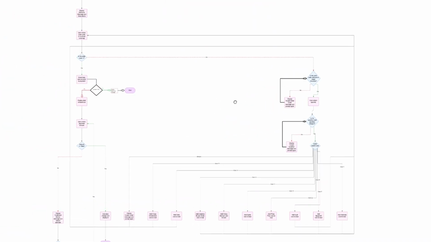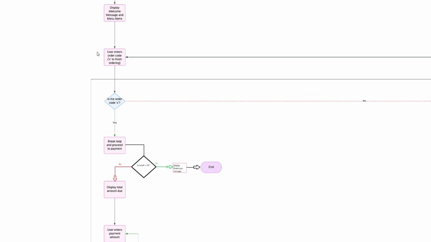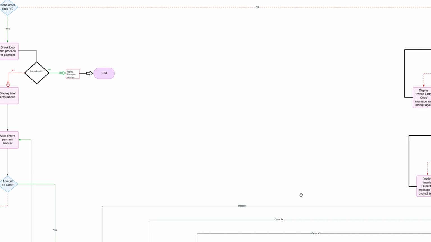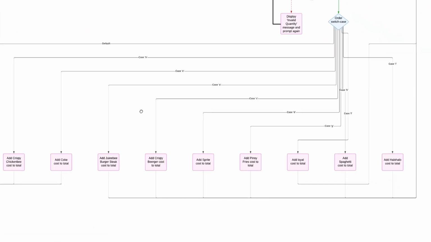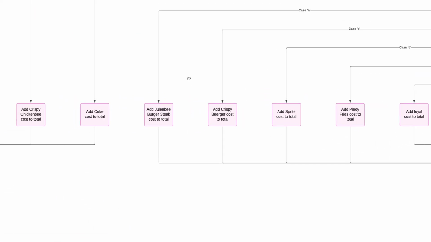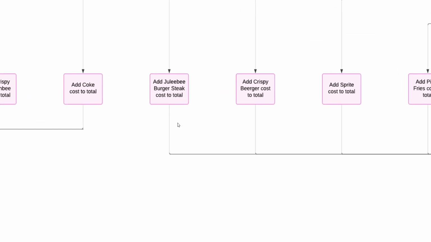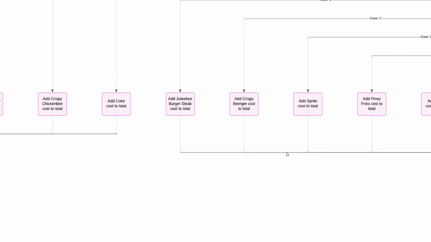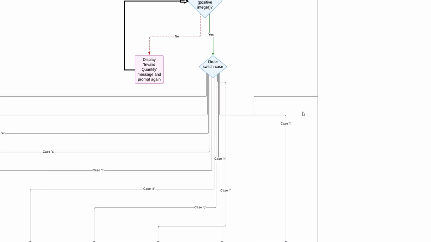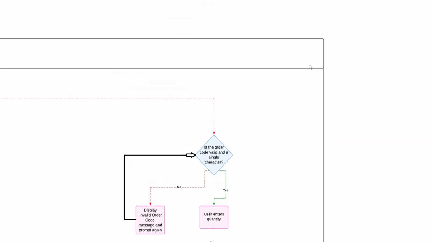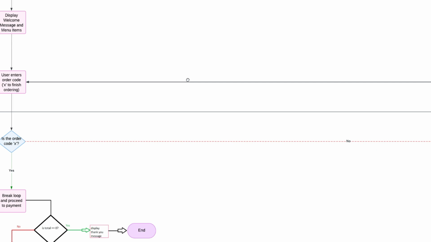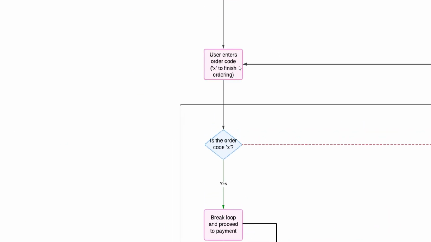Assuming that the user inputted a character which belongs to the menu, for example A, case A is the Julee burger steak. It will add the Julee burger steak cost to the total, and it will loop this line up to the top line and back to this one.